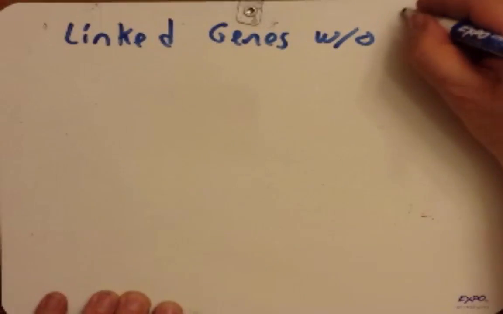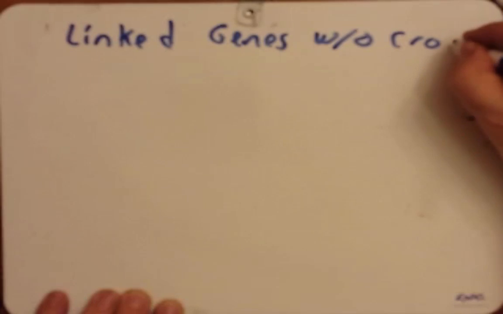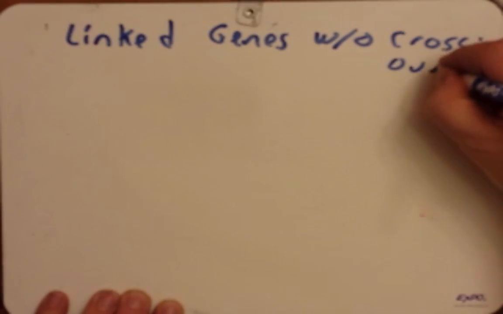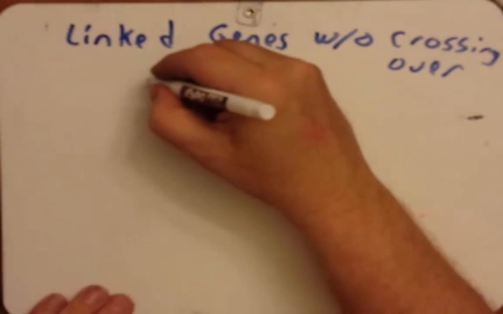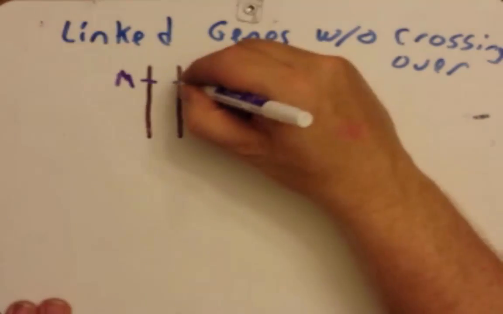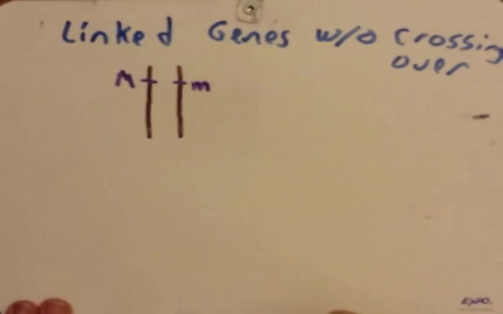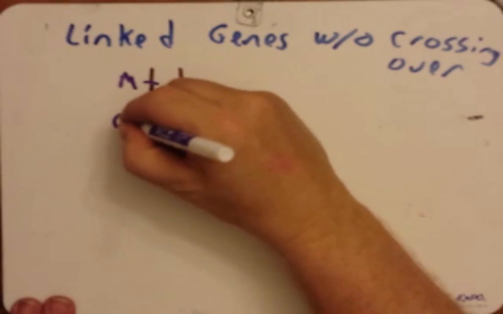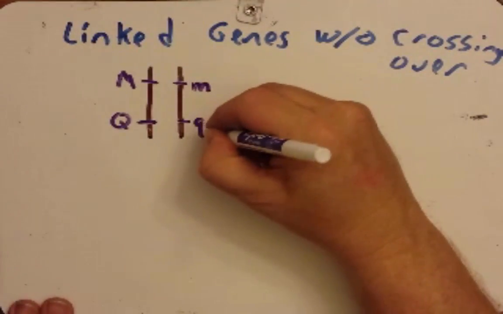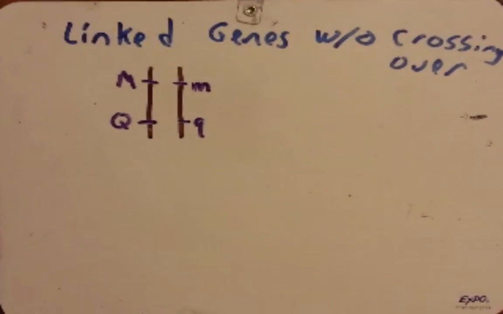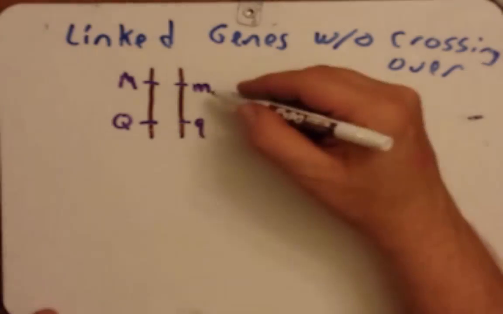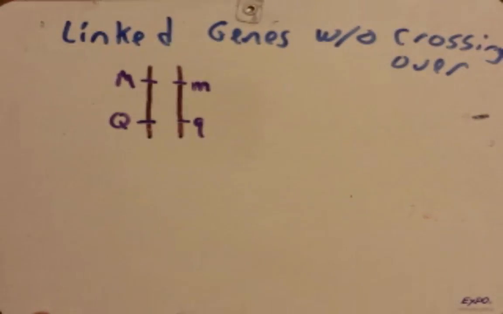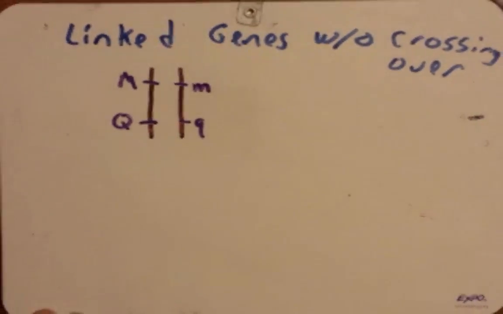without crossing over. So linked genes means they are on the same chromosome. Let's pick a different letter. We have big M and little m, and big Q and little q. They're linked because they're on the same chromosome. However, they're close enough to each other where we don't get any crossing over between them.